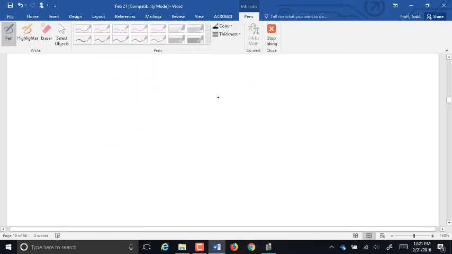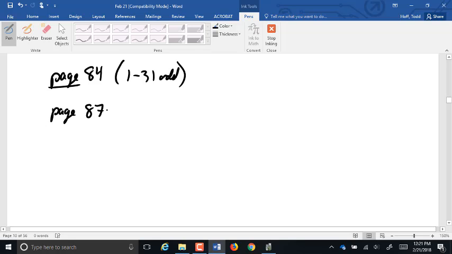Okay, so for today, we're running out of time. So homework for you guys to work on: page 84 of your book, 1 through 31, the odds, is converting numbers from scientific to standard notation and back again. Page 84 is dealing mostly with the powers. 87 and 88 is going to deal more with the scientific notation. That'll be 1 through 39, the odds.